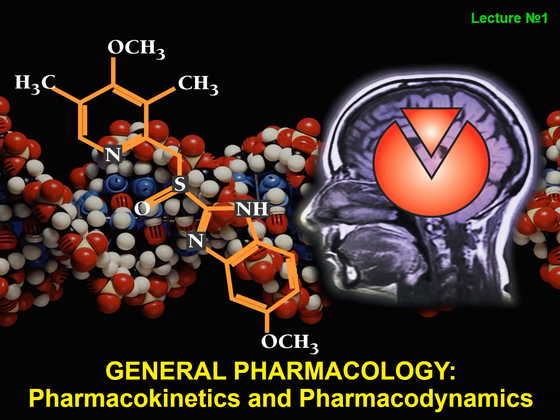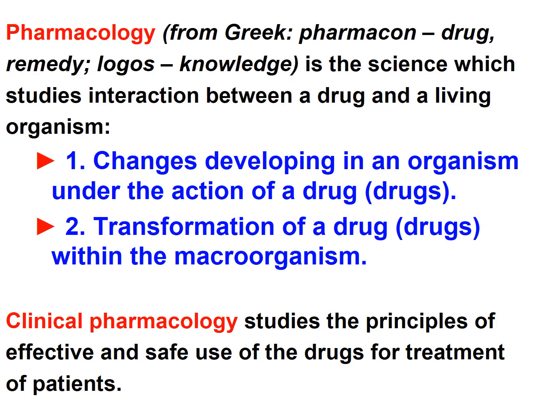In this lecture, we are going to cover the main concepts of general pharmacology and discuss its two major branches, such as pharmacokinetics and pharmacodynamics. The word pharmacology comes from the Greek language, and actually it is the science which studies interaction between different drugs, different medicines, and living organisms such as human body.